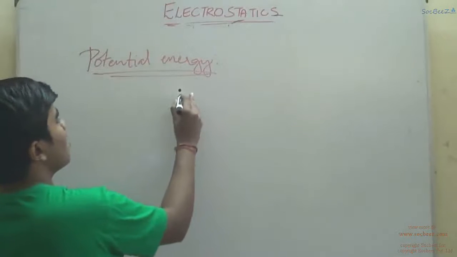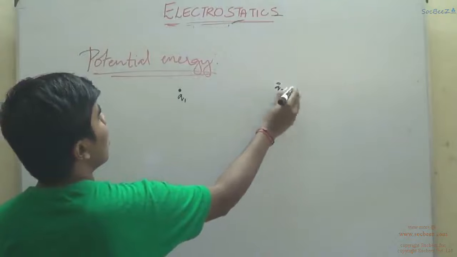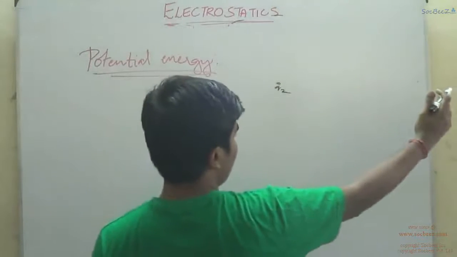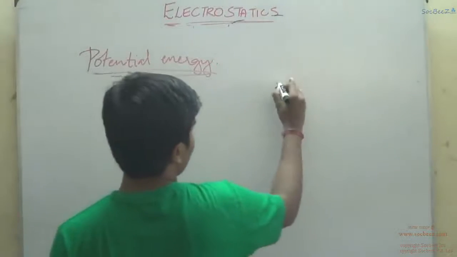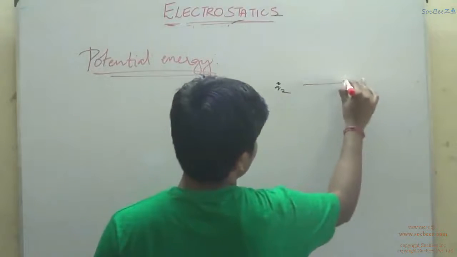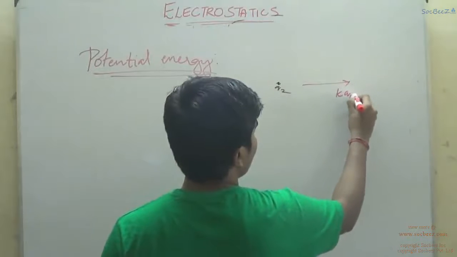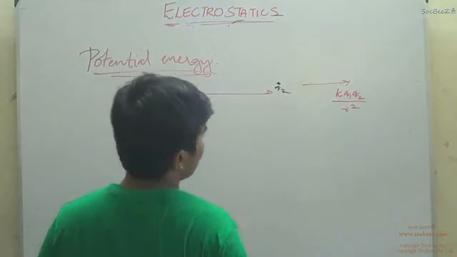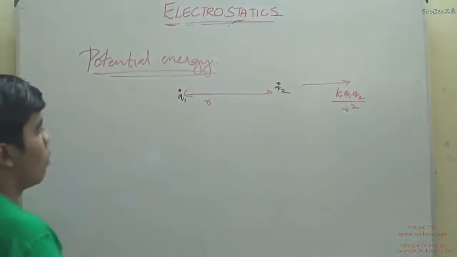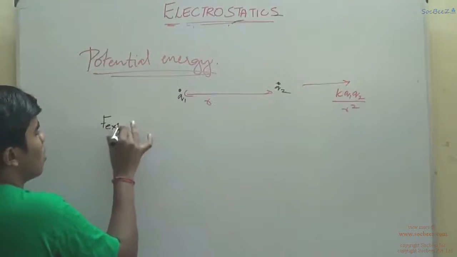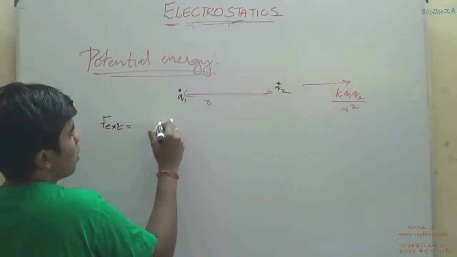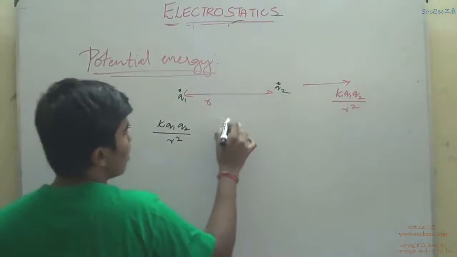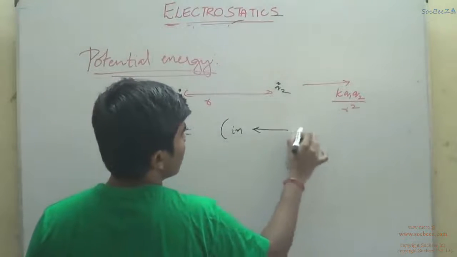Suppose this is the system. Suppose Q1 is already present and we need to bring Q2 from infinity. So what is the force acting here due to Q1? This is in this direction, K Q1 Q2 by R square. Suppose this distance is R. Now for the acceleration to be 0, one needs to apply an external force of K Q1 Q2 by R square in this direction.